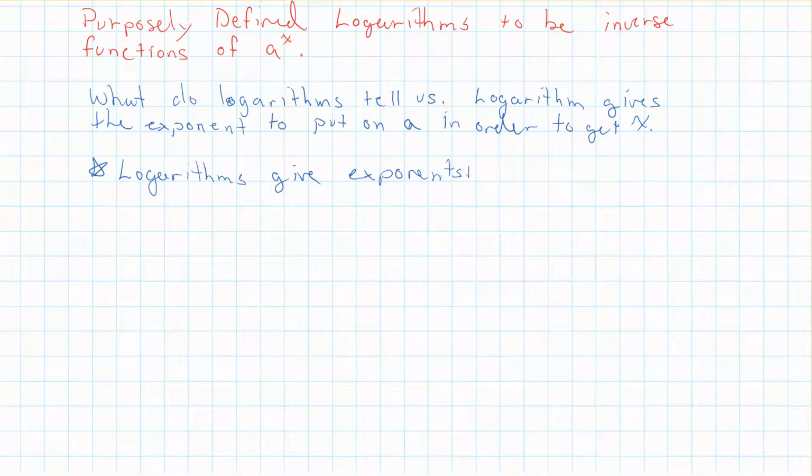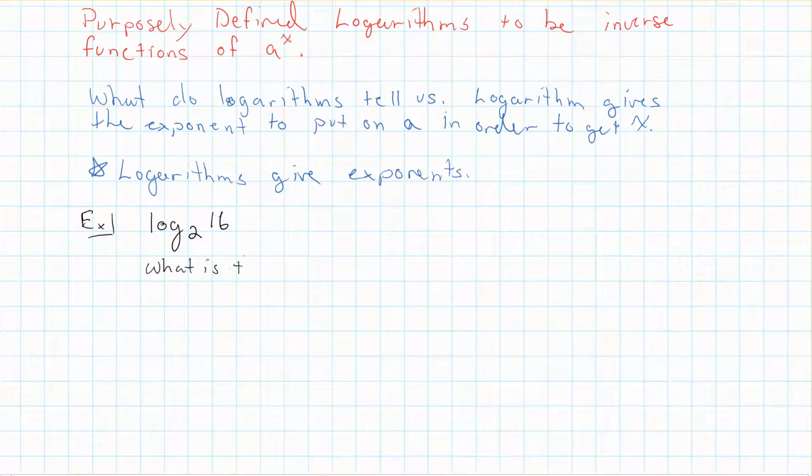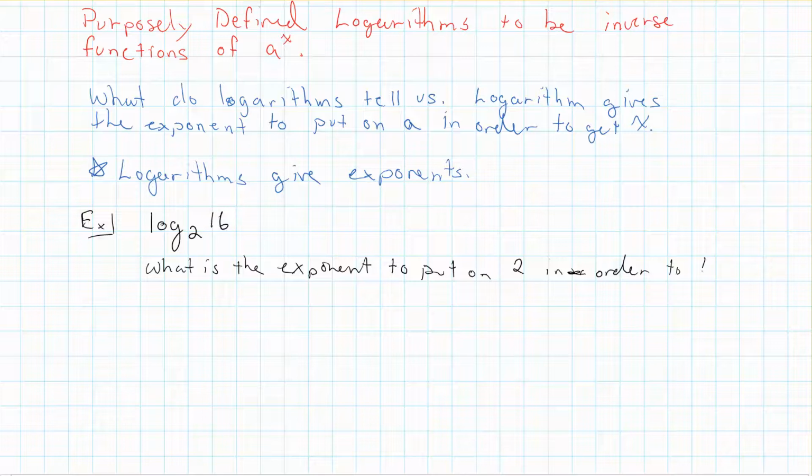Now, let's look at some basic examples of logarithms. If we look at the log base 2 of 16, this problem is asking what is the exponent to put on the number 2 in order to get 16? So that's what log base 2 of 16 is saying: what exponent do I put on 2 in order to get 16? Well, this is actually just 4. 2 to the 4th power is 16.